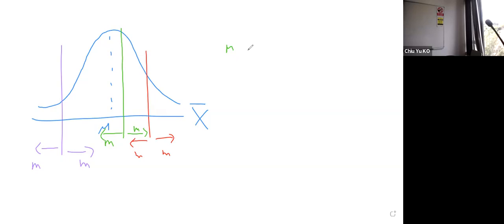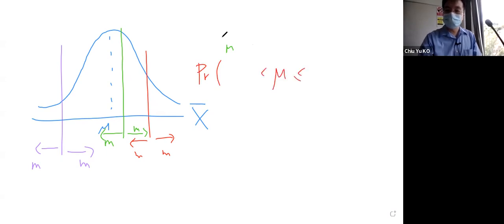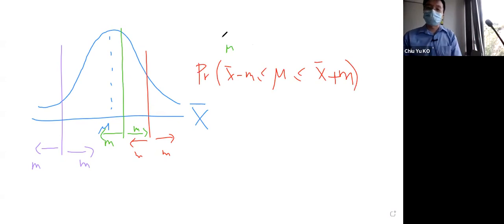In other words, the mathematics is like this, as in the notes. You want the mu to be between x bar minus m and x bar plus m. If this guy is very small, then this guy is very big. We want the mu between x bar minus m and x bar plus m. This is the left and right, including the mu.